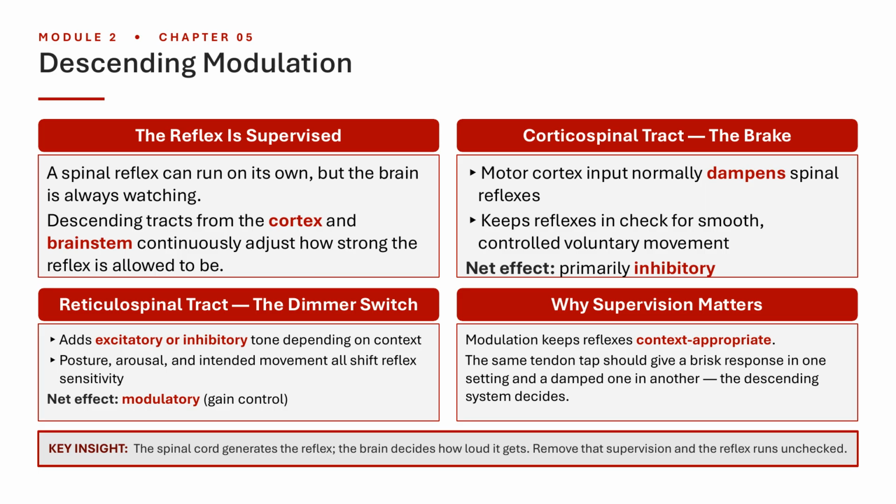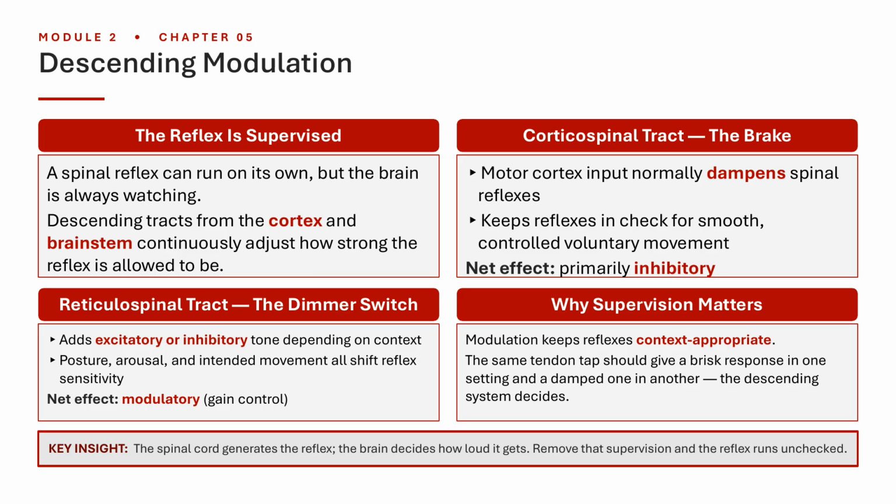Second, the reticulospinal tract. This system is more modulatory. It can be excitatory or inhibitory depending on context. Postural demands, arousal level, and the intended movement all influence how this system adjusts reflex sensitivity. Think of it as a dimmer switch. Why does this matter? Because now you can answer the question that every student asks. Why does an upper motor neuron lesion cause hyperreflexia?